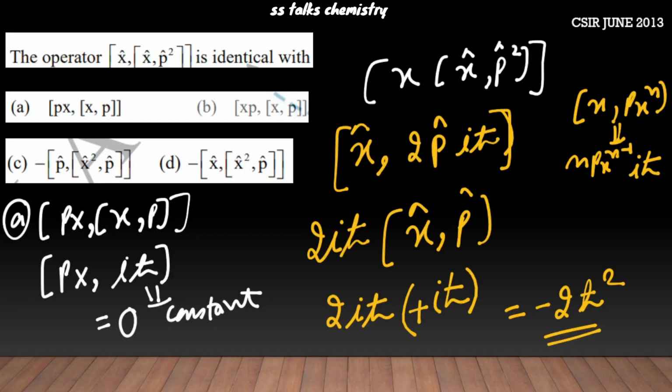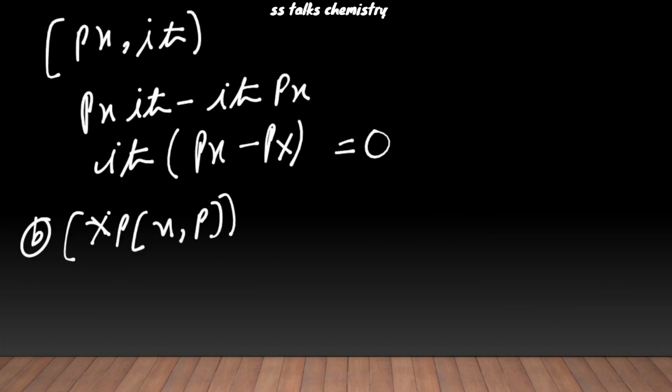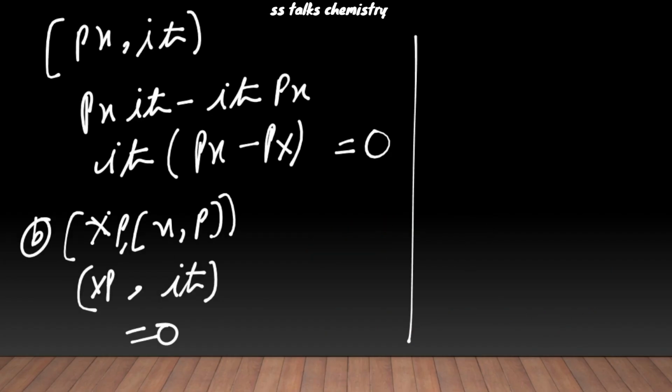So this is the reason for that. Okay, so that means this is not the correct one. Next, xp with the commutator of x and p. Right, so again it will be iota h cut commuting with xp. So again this is my constant, so it will come out to be 0. So again not the correct one. Next, minus of the commutator of p, x squared and the commutator of x and p.